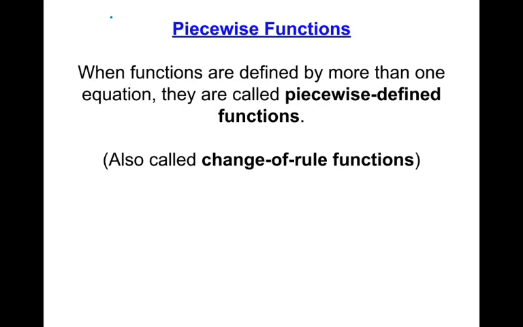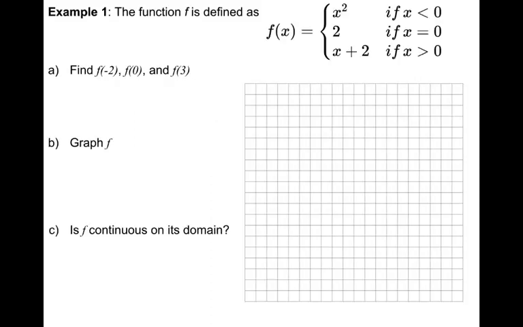We can also call them change of rule. I probably won't refer to them that way, but you might see that in the textbook. So just know piecewise functions, change of rule functions, they're the same thing. We've got our first piecewise function, and it's defined in chunks. So x squared and x plus 2. Each of those pieces is defined on its own domain, so we have to pay really close attention to that when we do the next part. The first question asks us to find the values of f of -2, f of 0, and f of 3. So the domain matters here.